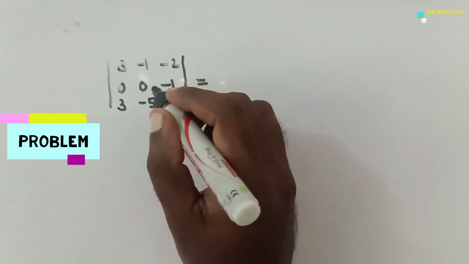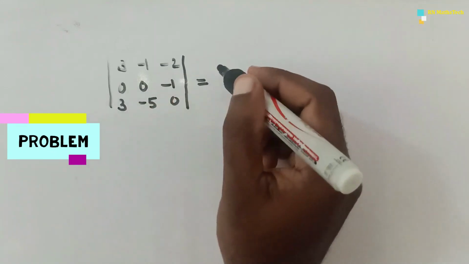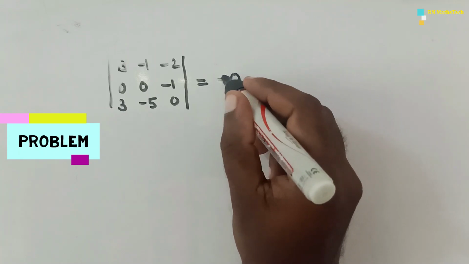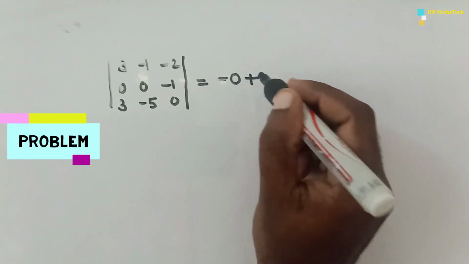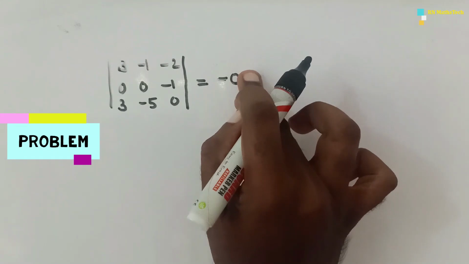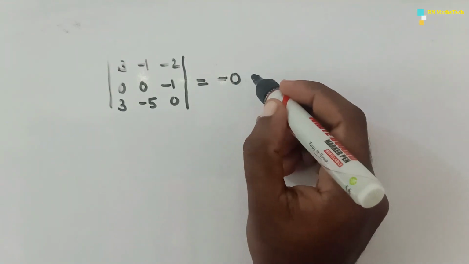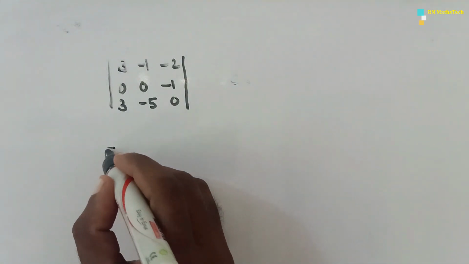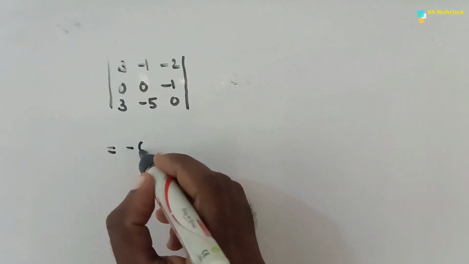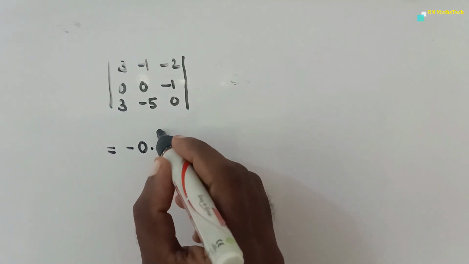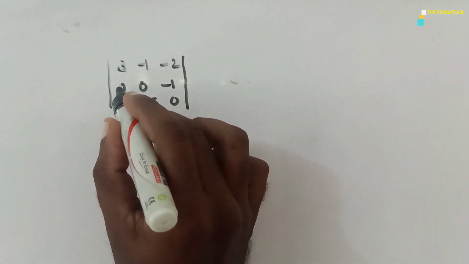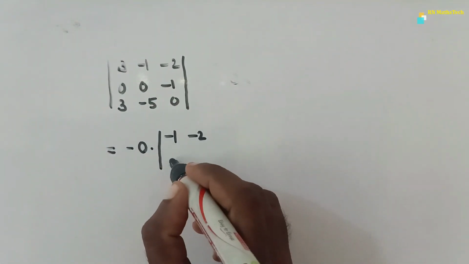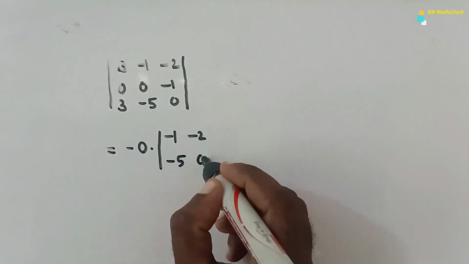So when we start with the first term, there is a negative sign. So negative sign into 0, negative 0 plus negative 0 into the value of the determinant, deleting the second row and first column, that is minus 1, minus 2, minus 5, 0.